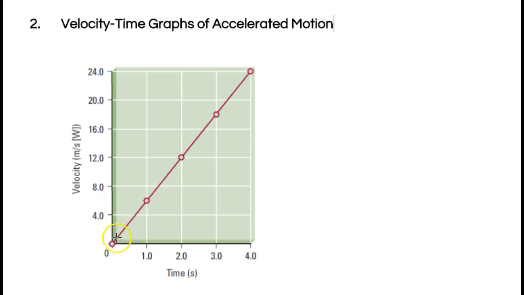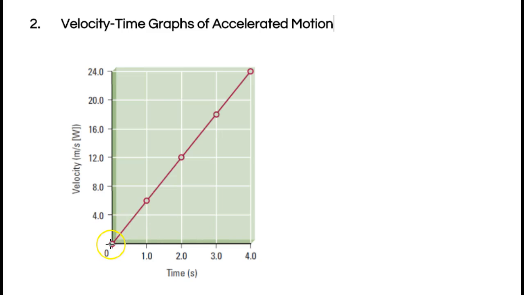But now, when we're looking at this velocity time graph, we see that the velocity is not staying constant. It is changing, and in fact, it's increasing. And that's not surprising, because with accelerated motion, every single second of the motion, the velocity should be increasing. And so we're seeing that here.